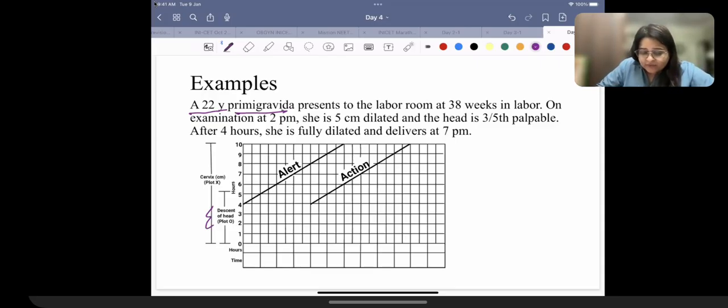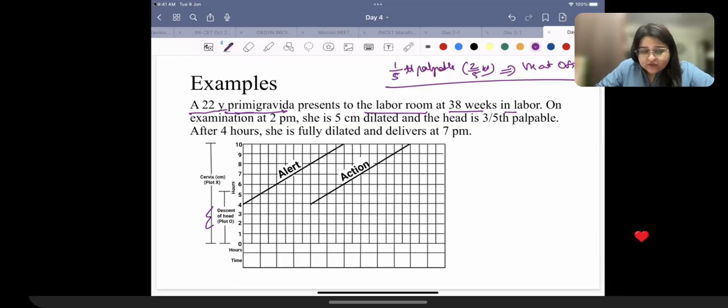Okay. Now, a 22-year-old primary gravida presents to the labor room at 38 weeks in labor. And also remember, as I said, engagement happens when the head is 1/5 palpable. Some books will say 2/5 also. Both are correct. I have gone through many books for this. Some will say 1/5, some will say 2/5. Datta puts it in between 1/5 and 2/5. And at this point, if you look at station, the vertex is at 0 station.